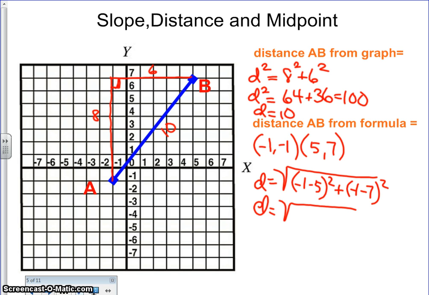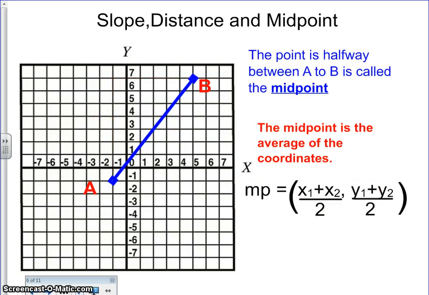-1 minus 5 is -6, and -6 squared is 36. -1 minus 7 is -8, and -8 squared is 64. It should start looking familiar. 64 and 36 gives you 100. And the square root of 100 is 10. So again, we can find the distance either way. If we have a picture, it's good just to make a right triangle. If you're given the 2 points, you'll use the distance formula. All right, we've got the slope and the distance, and now we're going to find the midpoint.